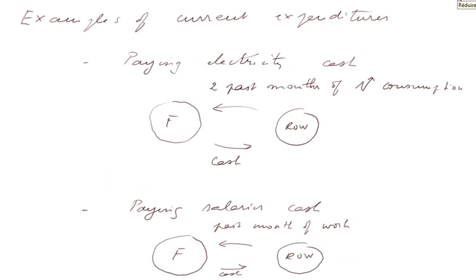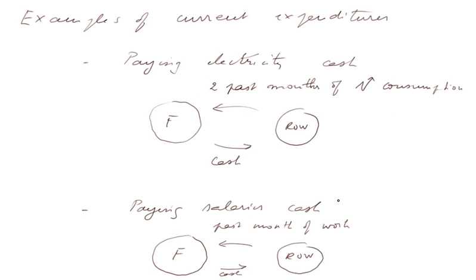Examples of current expenditures. Well, paying the electricity, say cash. For example, the firm over the past 2 months consumed electricity and pays the electric utility company some cash at some point. That's an exchange, that's a transaction which is viewed as happening at the same time, which is not quite correct.